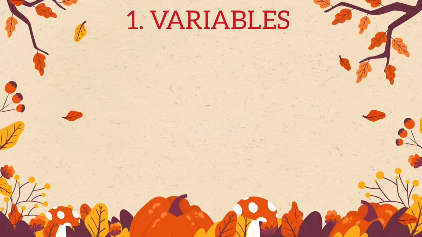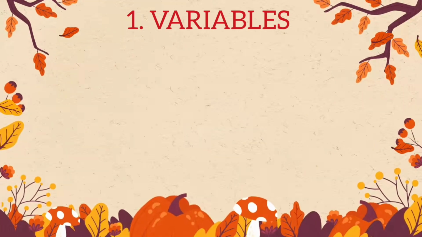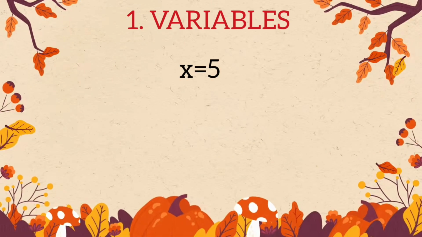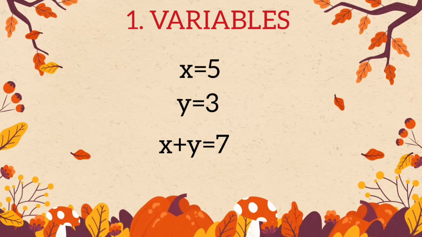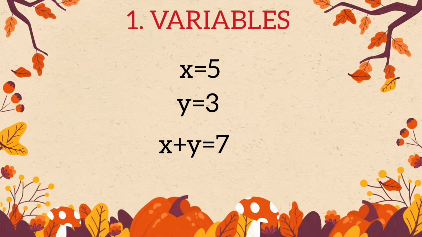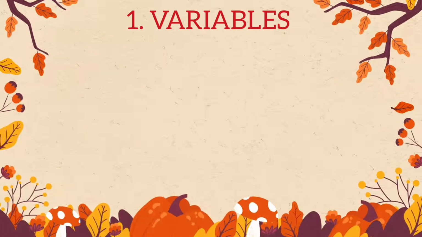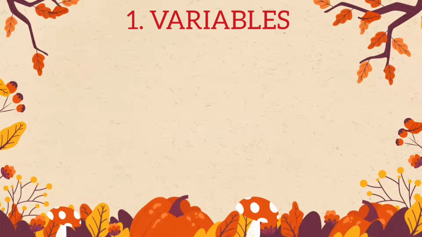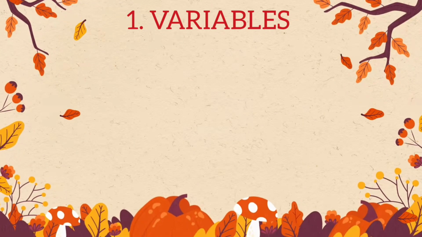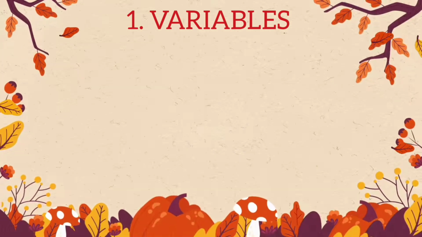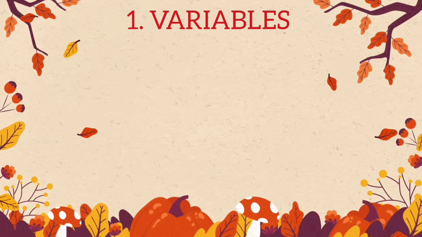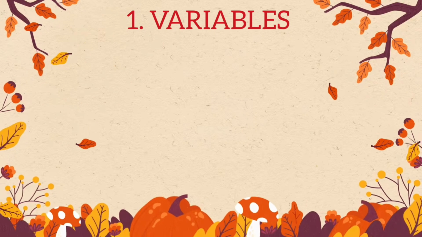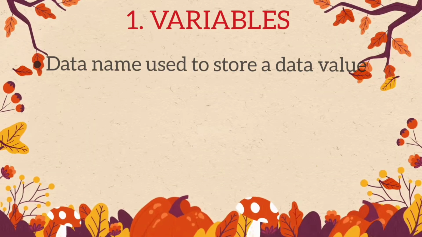Now what are variables? You have studied variables in lower classes in mathematics, for example x equal to 5, y equal to 3, x plus y equal to 7 and so on, where x, y, z were the variables. But here there can be some other variables also. There are some rules regarding variable names which will give you an idea as to how the variable names can be selected. But the basic concept is the same.